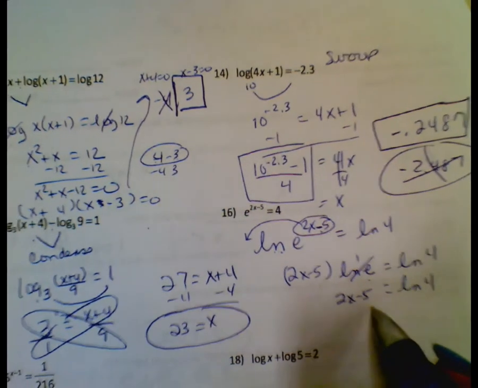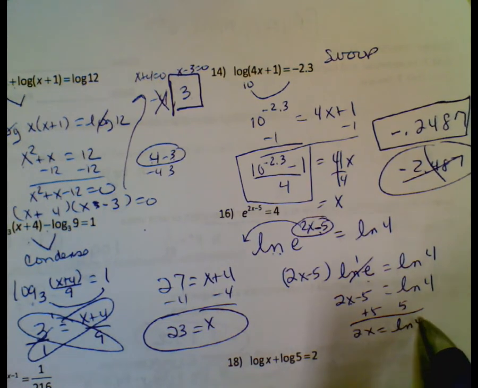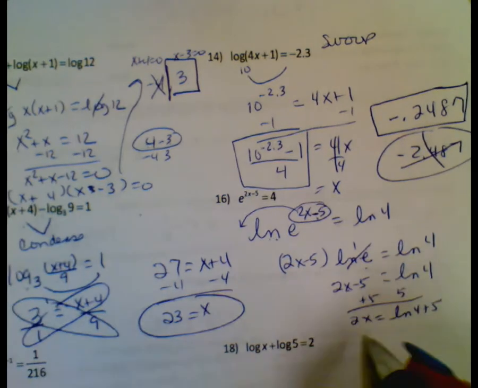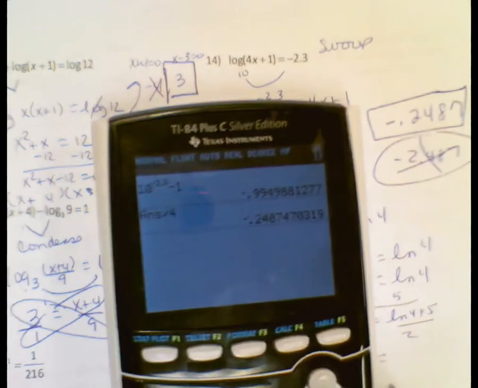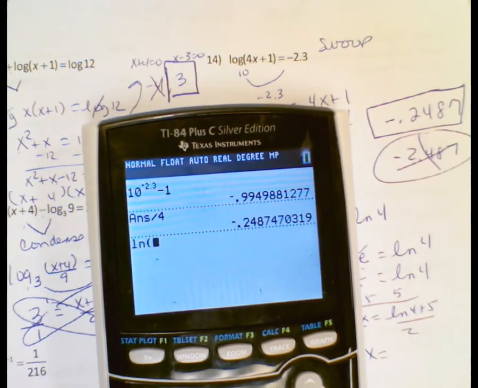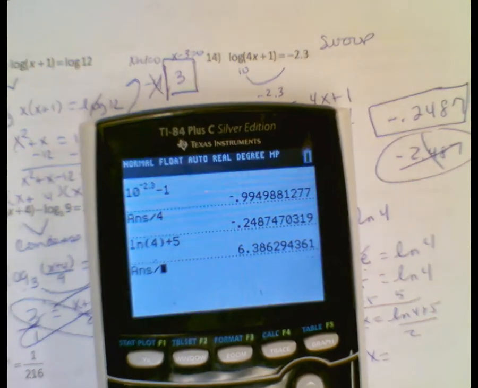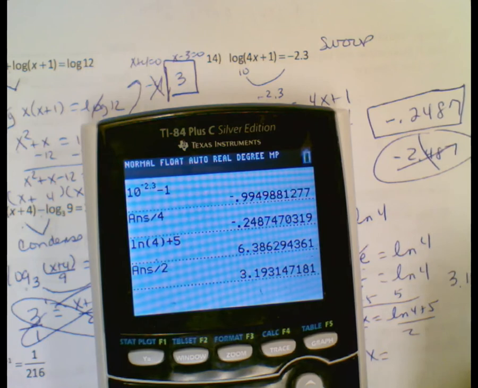We're solving for x, so add 5 to both sides. Natural log of 4 plus 5. We'll punch in the natural log of 4 in here in a second. And the last step is divide by 2. So x equals natural log of 4 plus 5 divided by 2 for an answer of 3.1931.